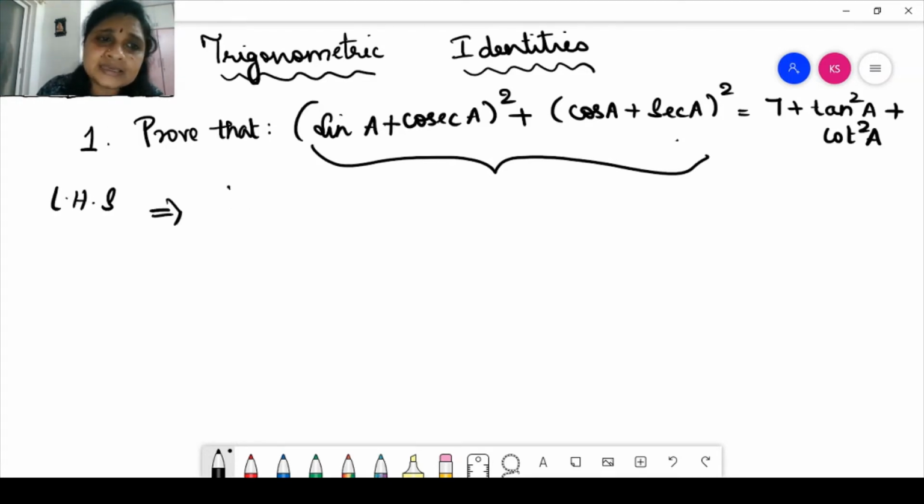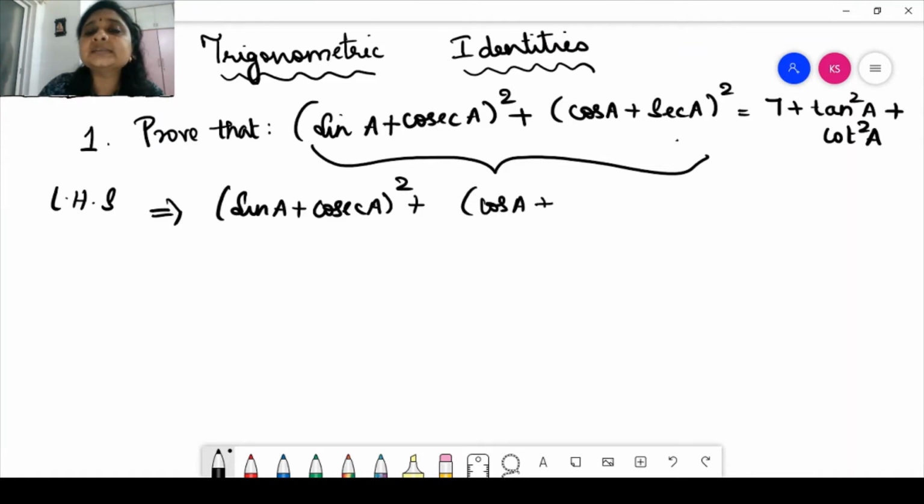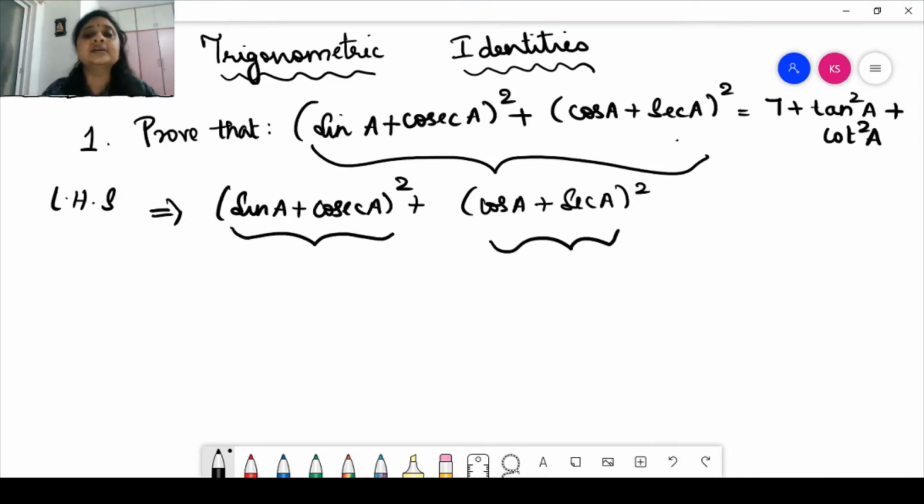Your left hand side is nothing but (sin A + cosec A)² + (cos A + sec A)². Now I can see that there is an algebraic identity that can be used. What is that identity? This one is in the form of (a + b)², right? This is also in the form of (a + b)². We know that (a + b)² is a² + b² + 2ab.